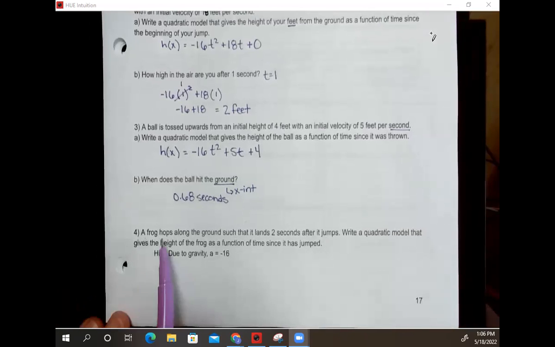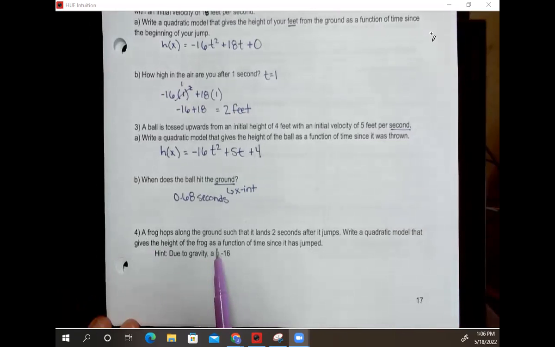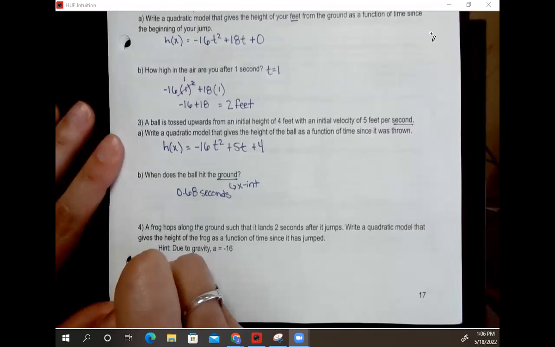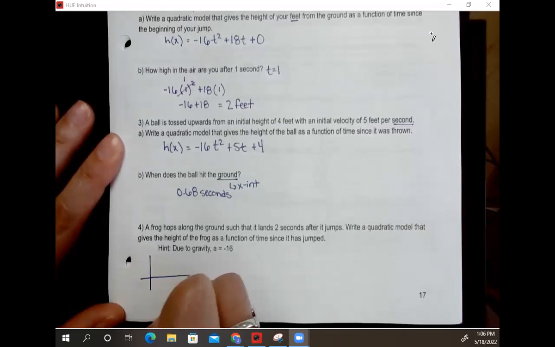This time our projectile is our frog that's hopping along. It says a frog hops on the ground such that it lands 2 seconds after it jumps. It doesn't tell me the frog's initial velocity. It doesn't tell me the frog's initial height, although it does say it jumps from the ground. So I guess I know that information. But without the velocity, that equation at the top of page 17 isn't very helpful. So here's what I'm going to use instead to be able to write my function.